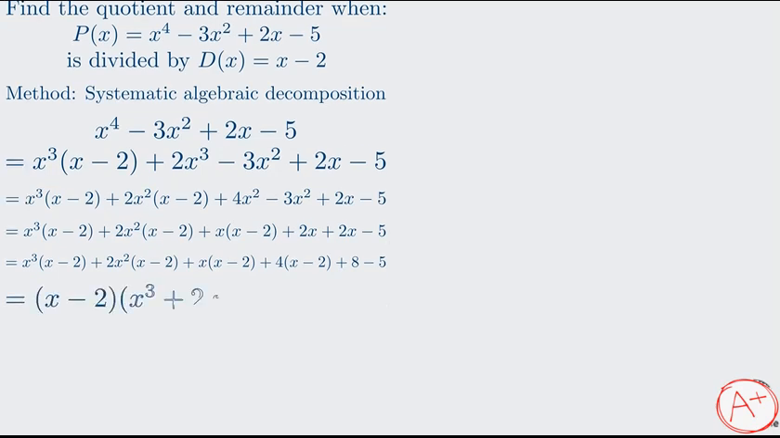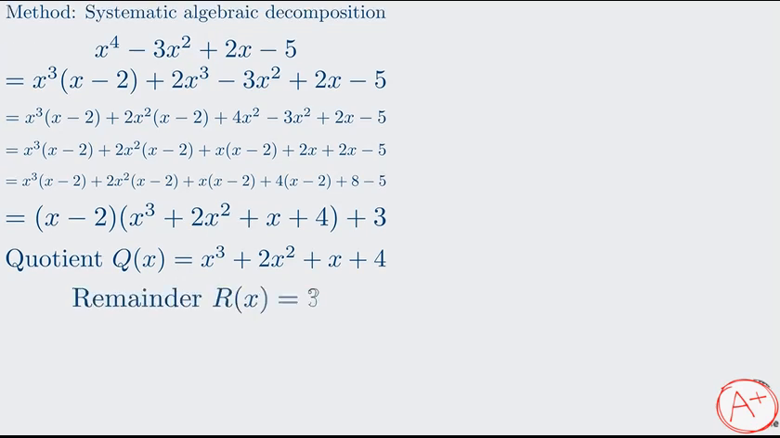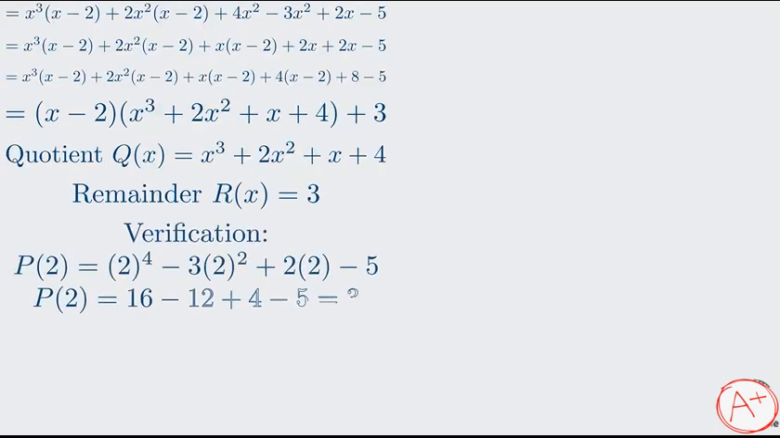By grouping the terms with the divisor, we see our result clearly. The quotient is x cubed plus 2x squared plus x plus 4. And the remainder is 3. We can quickly verify this with the remainder theorem. P of 2 equals 16 minus 12 plus 4 minus 5, which is indeed 3. This consistency gives us confidence in our exam answer.